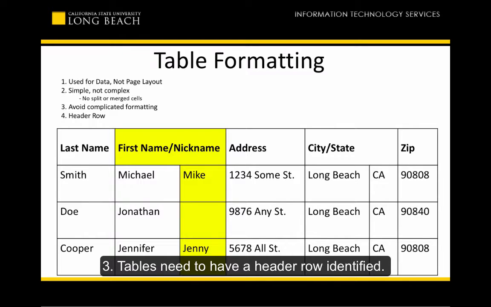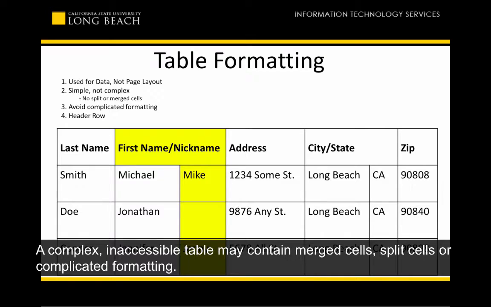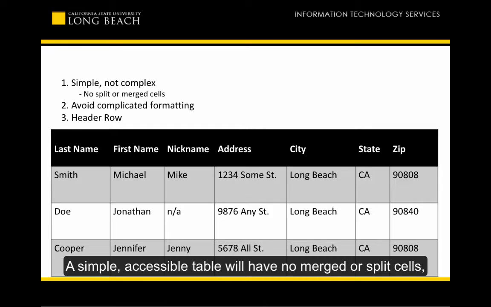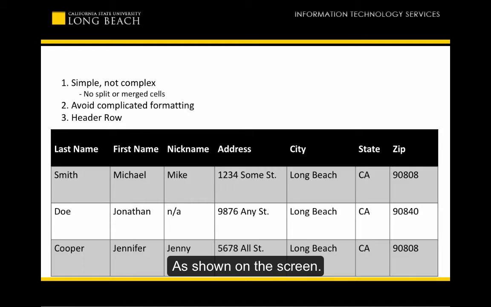3. Tables need to have a header row identified. Include one row and/or column headers, arranging data from left to right. A complex, inaccessible table may contain merged cells, split cells, or complicated formatting. Here's an example. A simple accessible table will have no merged or split cells, basic formatting, and data arranged in a top to bottom and left to right fashion, as shown on the screen.